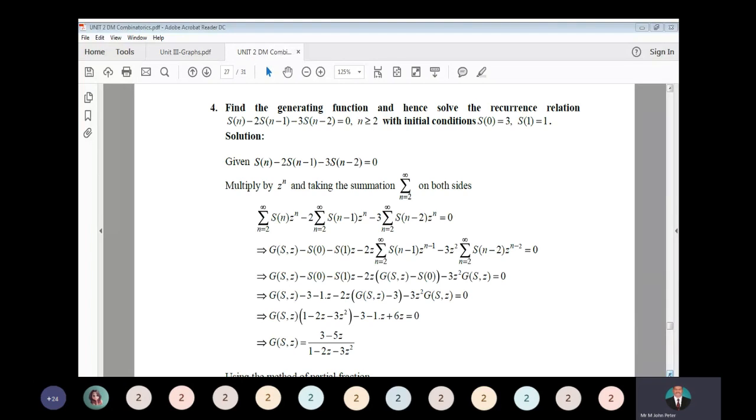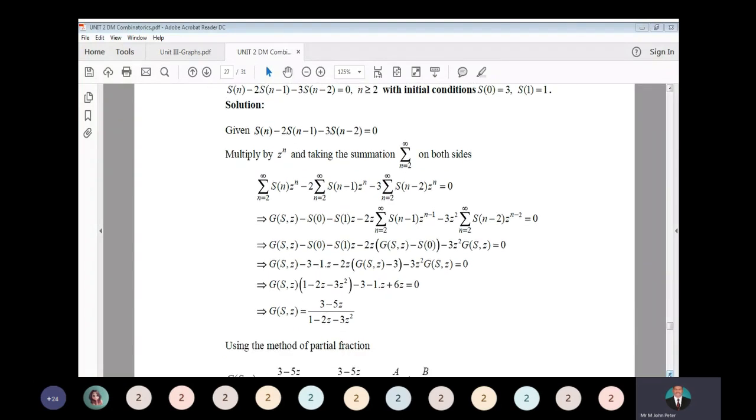So in that, take all the G(s, z) involving terms to the left hand side, and the remaining terms to the right hand side. So when you take G(s, z) into (1 - 2z - 3z²), the remaining terms, that is 3 - 5z, go to the right hand side. After that, cross multiply, and you will get G(s, z). So the generating function G(s, z) equals (3 - 5z) divided by (1 - 2z - 3z²).